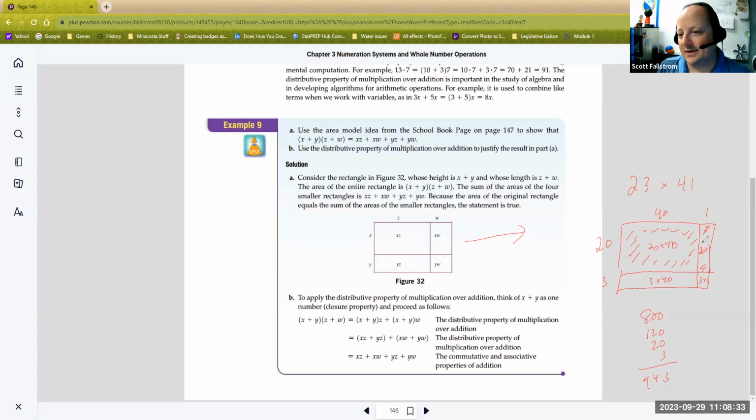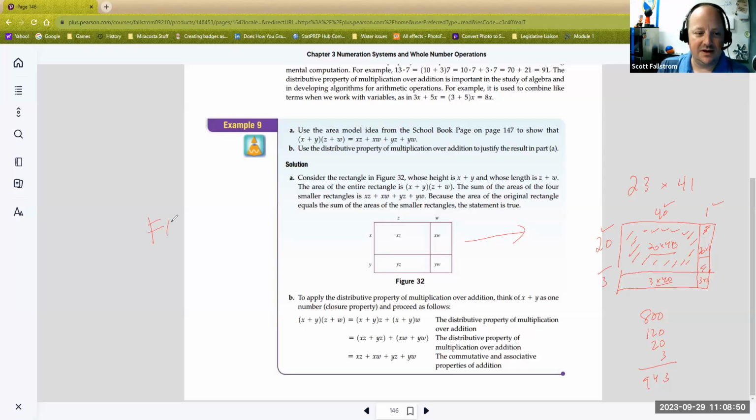Okay. Now, for a student, what they end up seeing is, oh, all I do is multiply each of these values, the 40 and the 1, each of these by every one of these. Each by every is a good way to think about the distributive property.